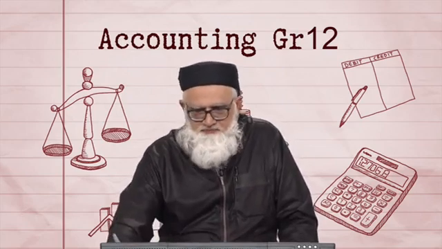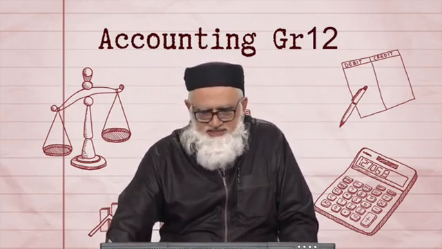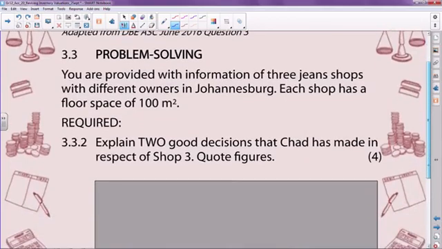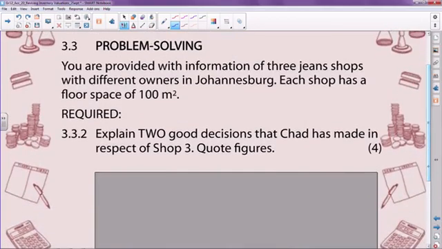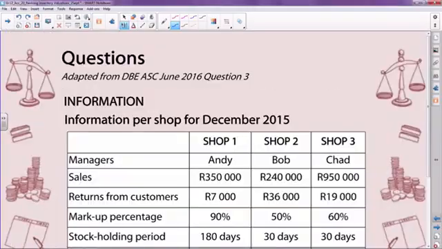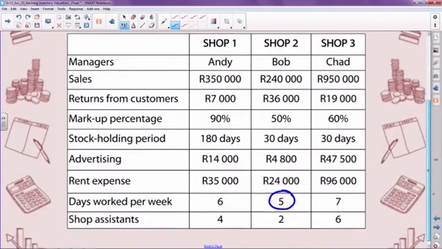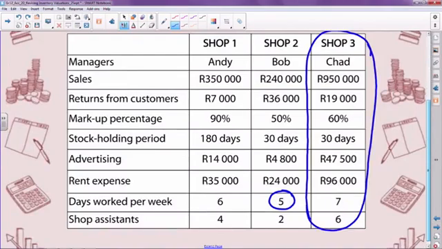Okay, guys, now you are told that shop number 3 had 2 good decisions that Ched had made in respect of shop number 3. You got 1 minute to see what were those good decisions that were made by whom? By Ched. So your emphasis now is on shop number 3. Check it out and see what good decisions were made by Ched. Your minute starts now.